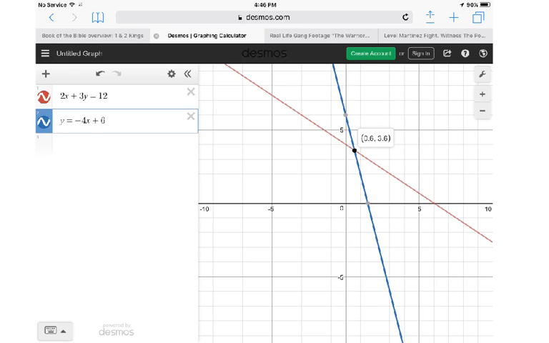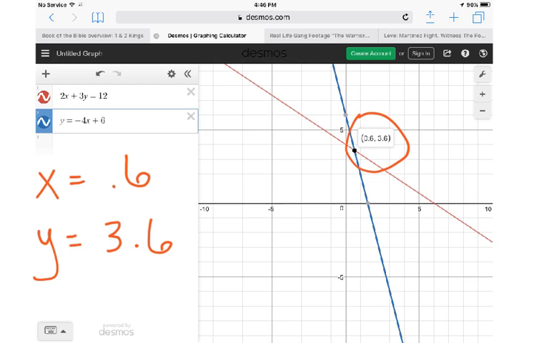And where they intersect, when you tap on it, it'll show you what the point is. So this is the solution here. X is 0.6 and Y is 3.6. That actually is the answer. We don't have to do anything else.